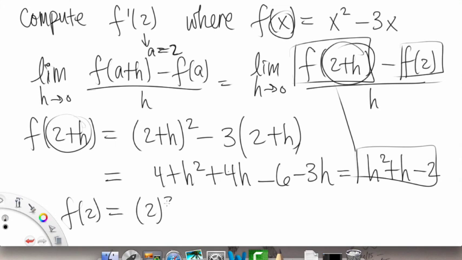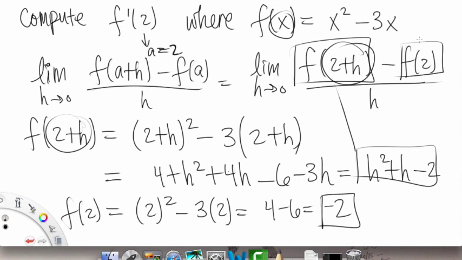So we're going to plug in a 2 for x. So 2 squared minus 3 times 2. So that's going to be a 4 minus a 6, which is a negative 2. Okay, so now we found the second box there. So we're going to plug in a negative 2 here. I'll continue this on the next slide, setting up our limit.